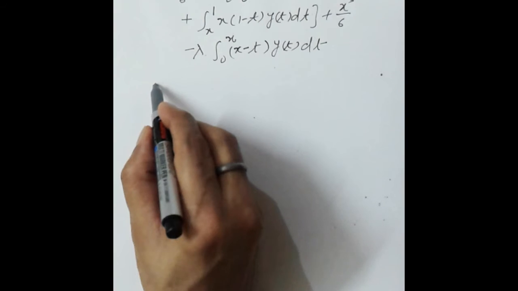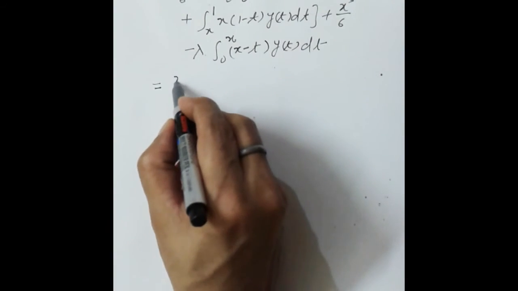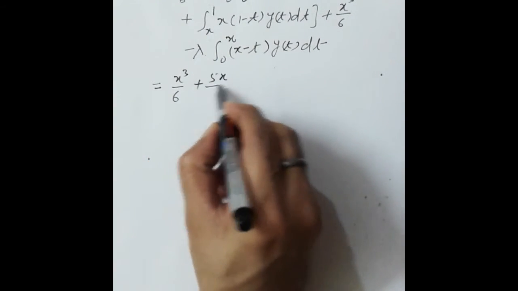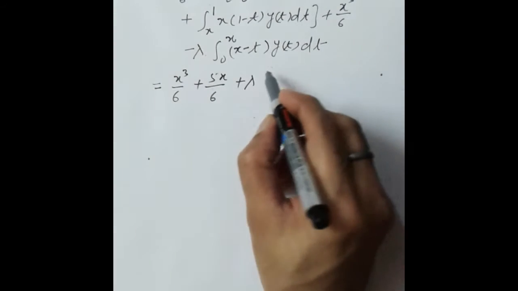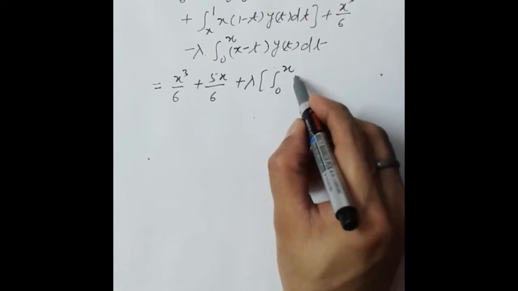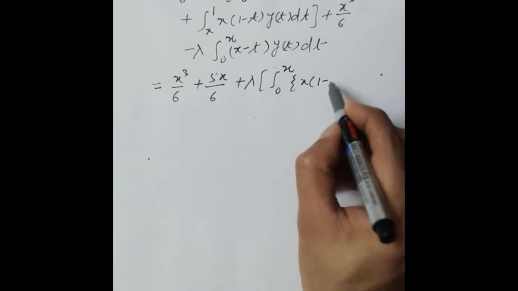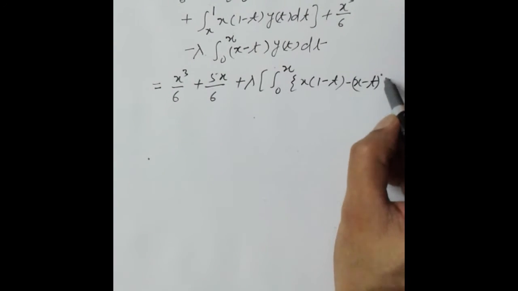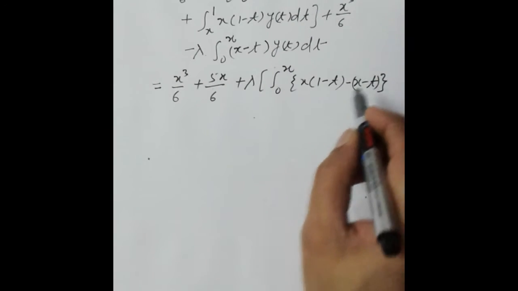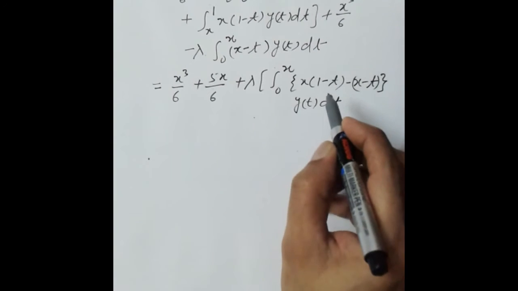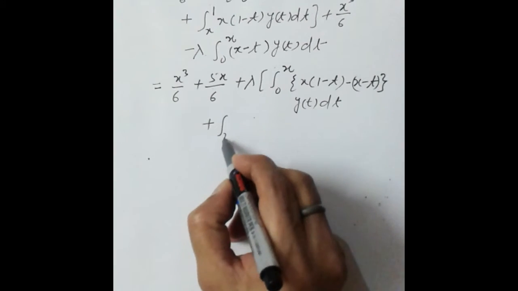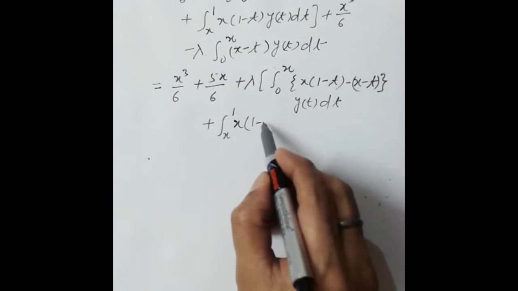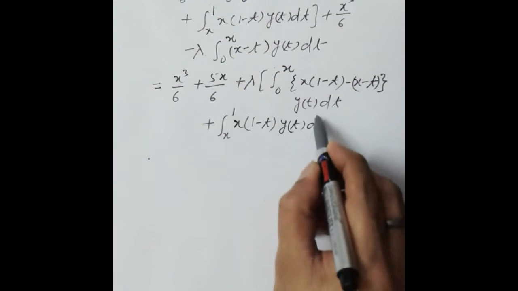Now y(x) equal to x cube by 6 plus 5x by 6 plus lambda, the integral from 0 to x of [x into (1 minus t) minus (x minus t)] y(t) dt plus the integral from x to 1 x into (1 minus t) y(t) dt.